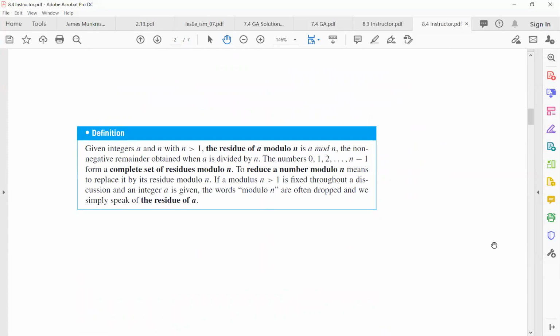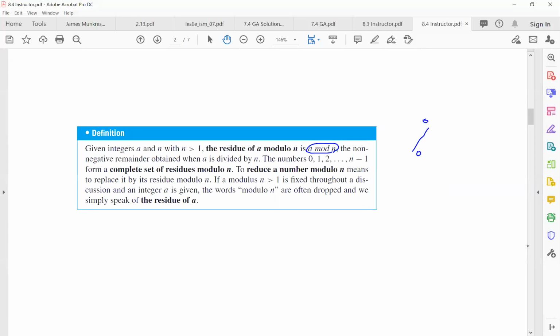Definition. Given integers a and n, such that n is greater than 1, the residue of a modulo n is a mod n, the non-negative remainder obtained when a is divided by n. Mod operator, as I mentioned before, in Python, for mod operator we use %.